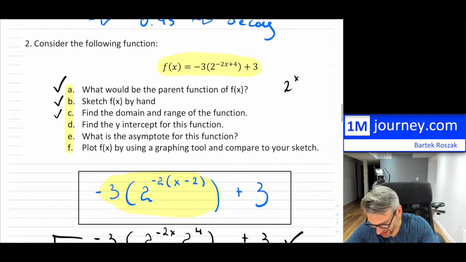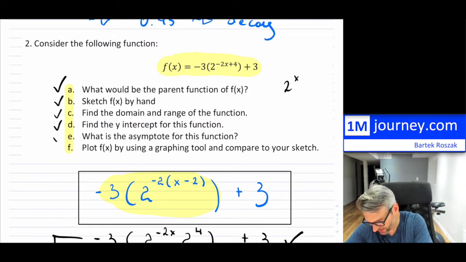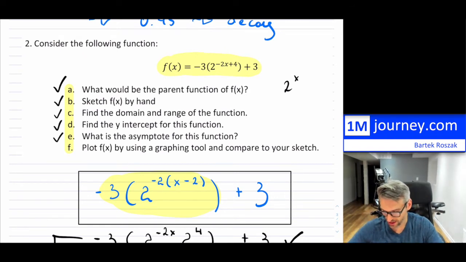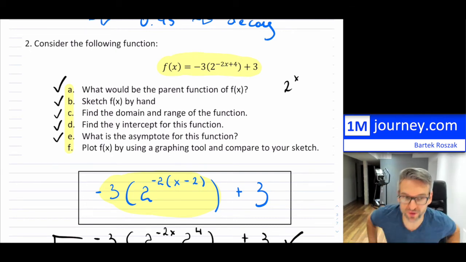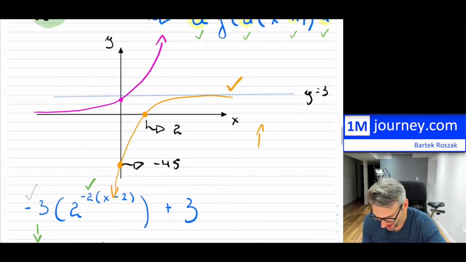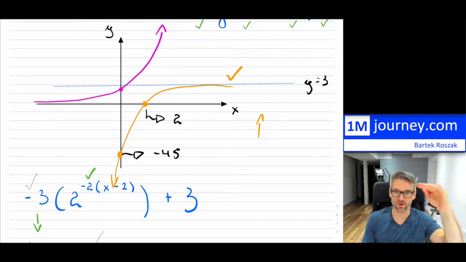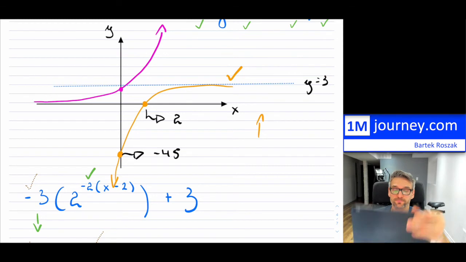Now, what else do they ask us? We found that. What is the asymptote? We found that, because that's y equals 3. Now let's plot it. I'm going to use Desmos for this and see if we were actually correct. In this plot, does it look like that, and does it cross through negative 45 and 2? Let's check it out.